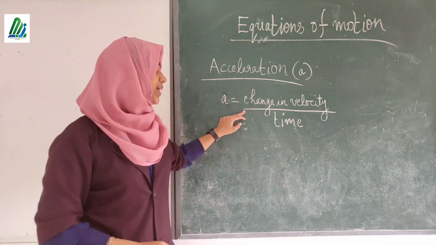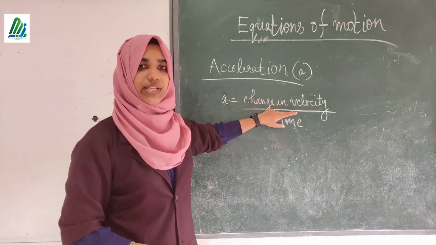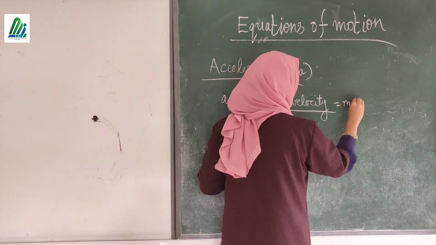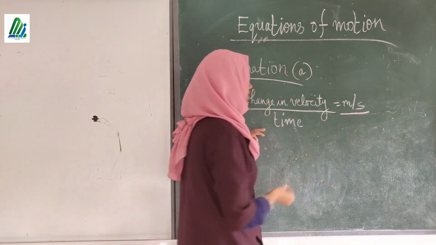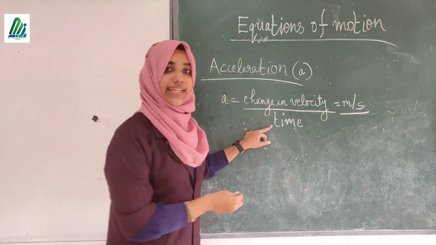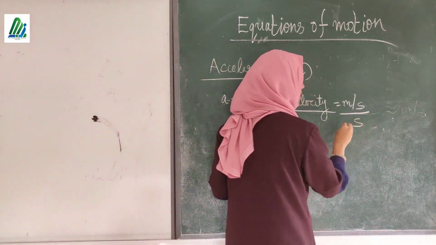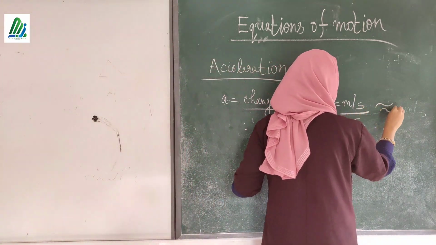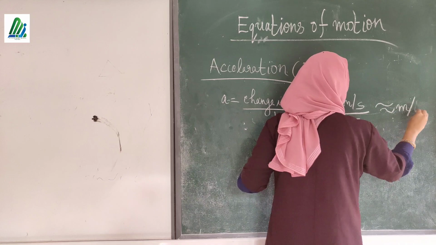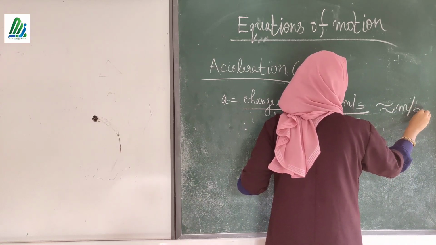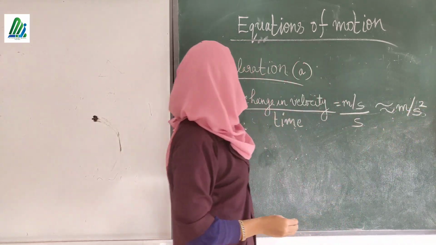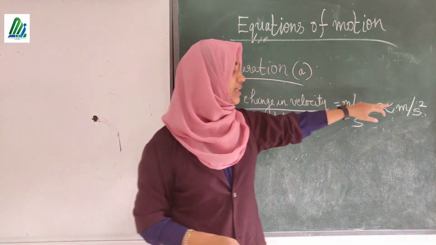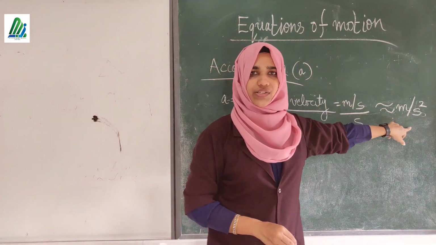You already know what is the unit of velocity, that is meter per second. Then what's the unit of time? That is second. So the unit of acceleration is meter per second square.